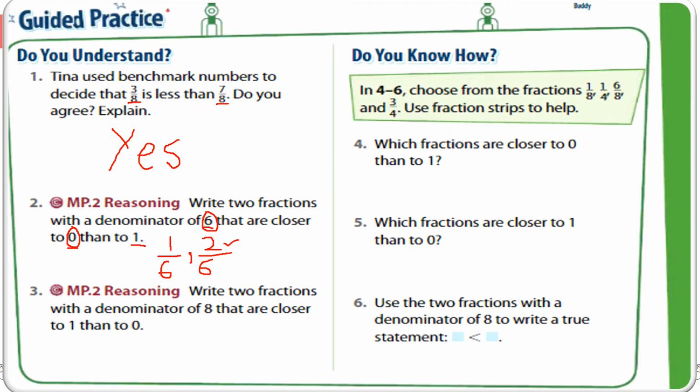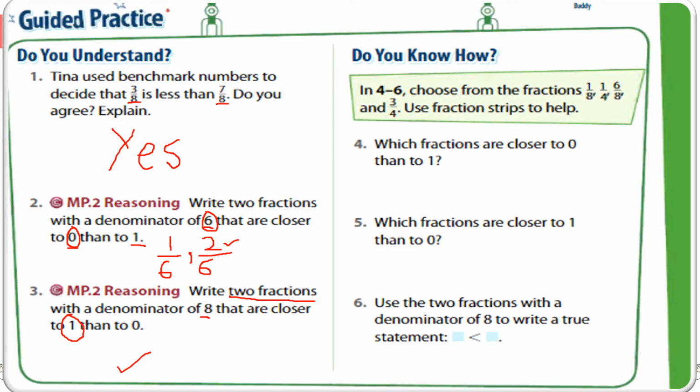Question 3. Write two fractions with a denominator of 8 that are closer to 1 than to 0. For this, you have to go to the last page and look for the fractions that are closer to 1, which Mr. Evans has not circled, and write them here.